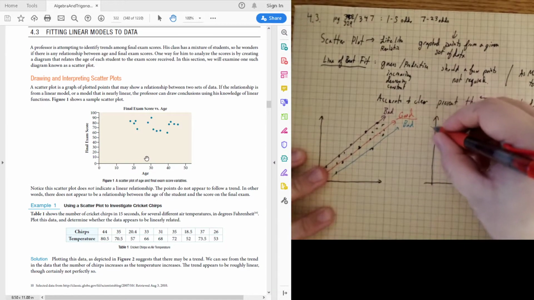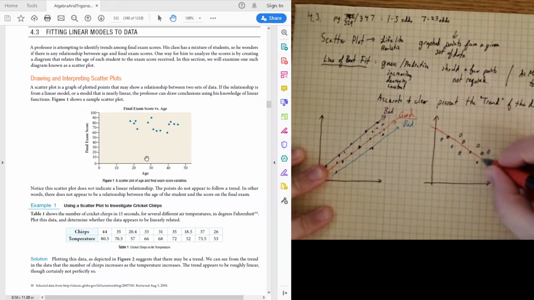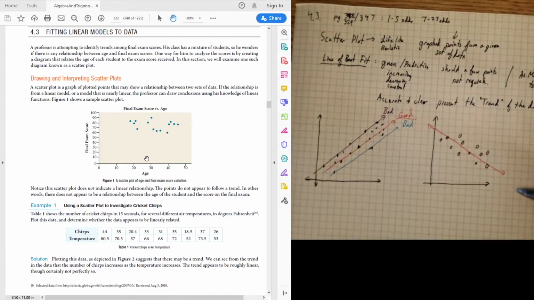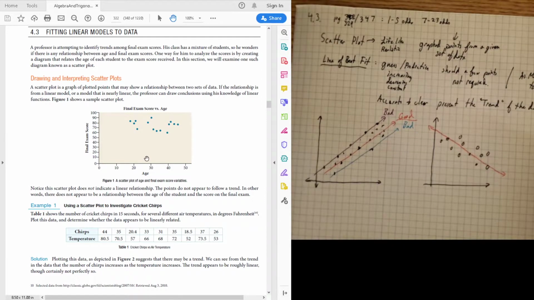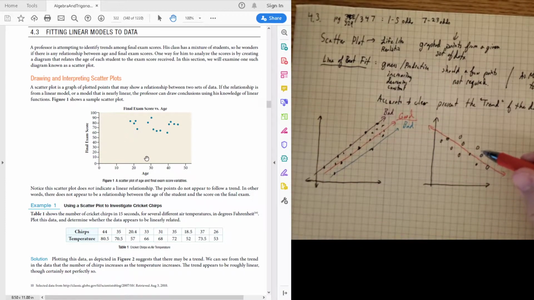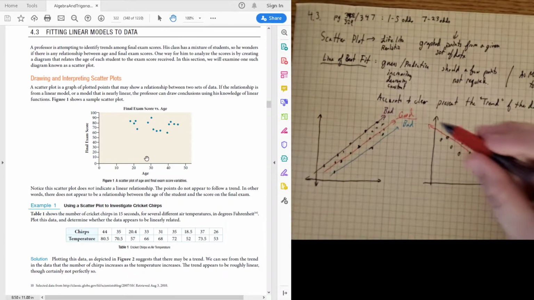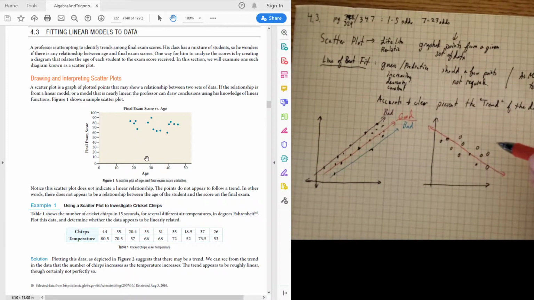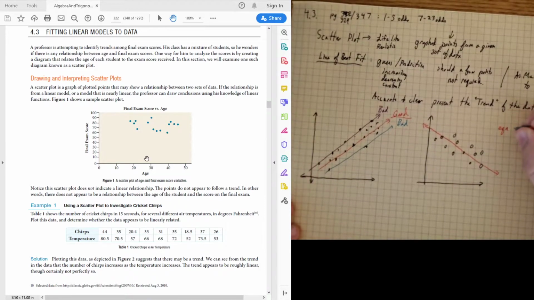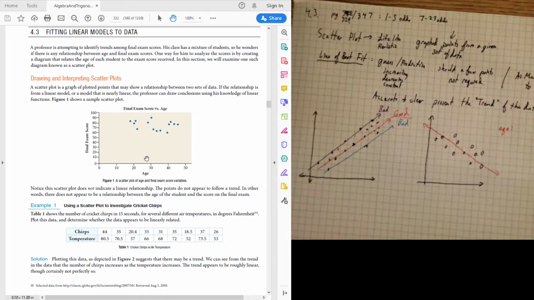So for me, I'm going to try to choose this one. Is it perfect? By all means, not so. But it's pretty good. It's kind of in the middle of all of my data. Now, if I do this for my line of best fit, I can also determine the actual equation of the line of best fit. How do I do that? Well, the same process I used before.